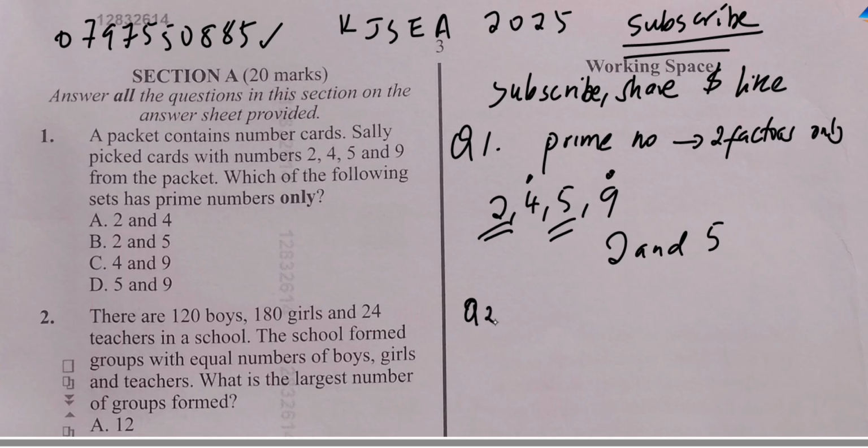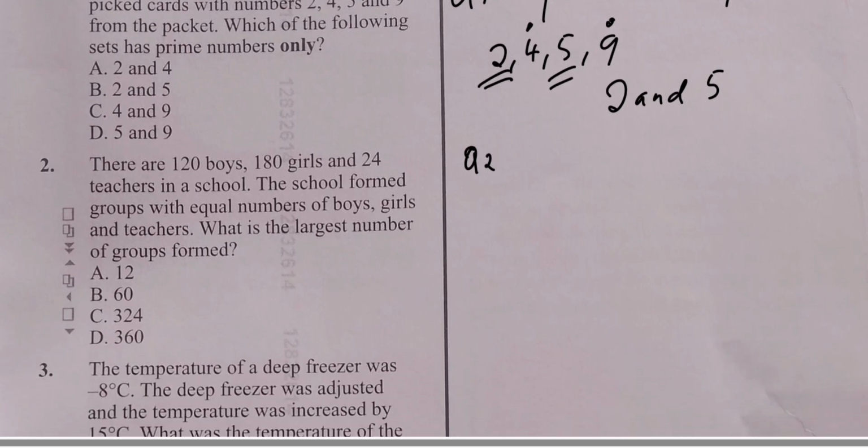Now let's go to question 2. Question 2 says that there are 120 boys, 180 girls, and 24 teachers in a school. The school formed groups with equal number of boys, girls, and teachers. What's the largest number of groups formed? So basically, we need to find the GCD. For such a question, you can't find the LCM because of this keyword, largest number. And also for you to divide it in groups, these are very huge numbers. If you find the LCM, you'll find a huger number than this, but now you need just to find groups of those numbers. So that's why we're searching for the GCD.